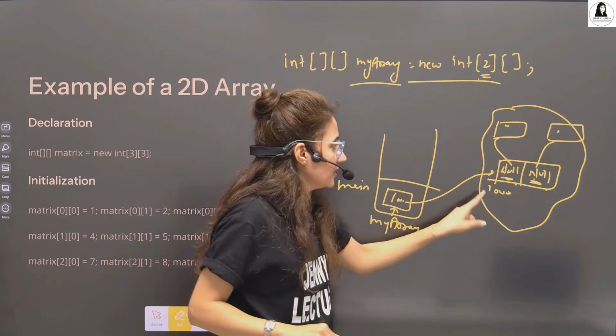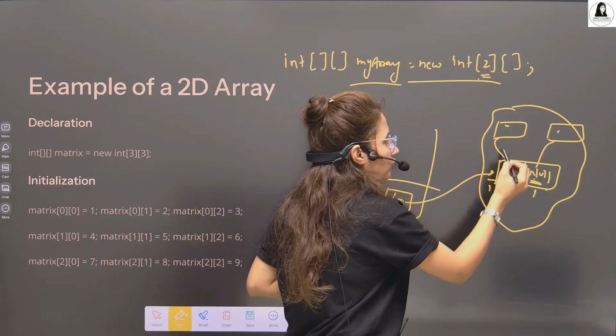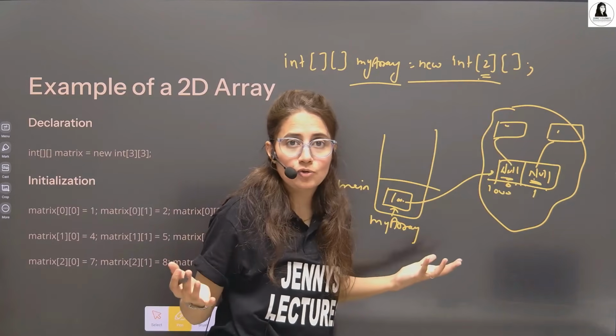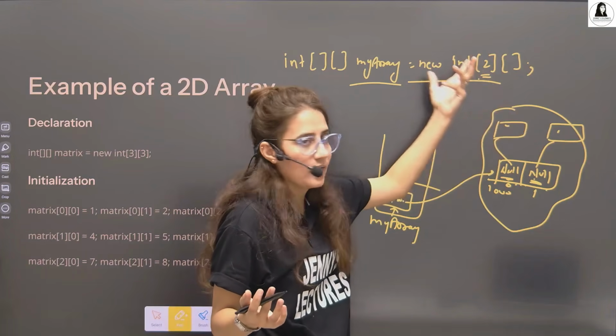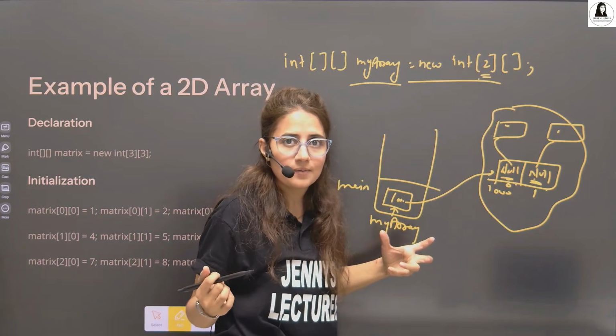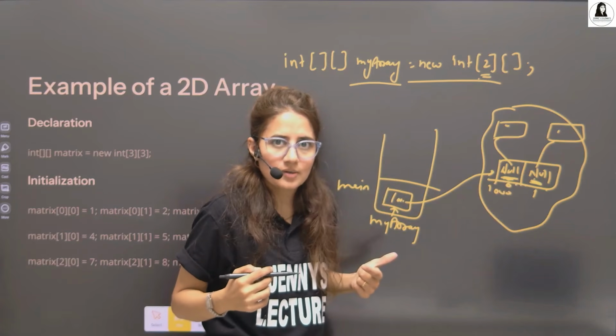That's why if you want to access, obviously this is 0 and 1, so 0, 0, I don't know where that 0 is. We haven't initialized it. We haven't given memory to it. We haven't created that actual array. That's why it will give you a null pointer exception. I hope you got this.